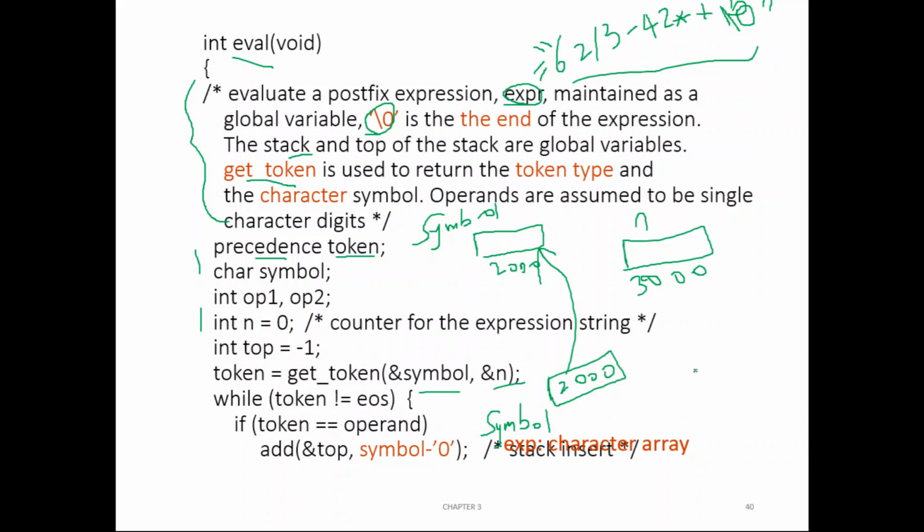Similarly, in the function getToken, there is n, and again this n is a pointer. In getToken, symbol is a pointer and n is a pointer, whereas in eval, symbol is just a character and n is just an integer. The pointer n of getToken will hold 3000 because we are passing it as the parameter. It means that it is pointing to this n of eval. So this is what we are doing here.